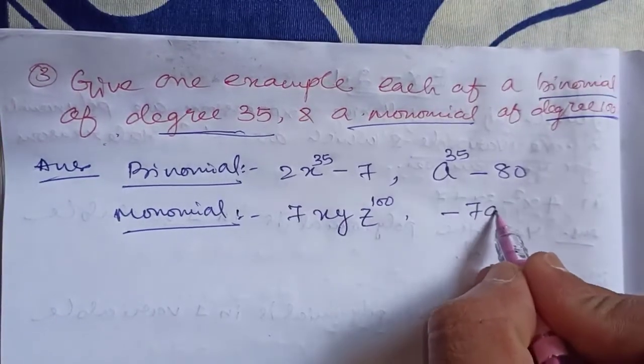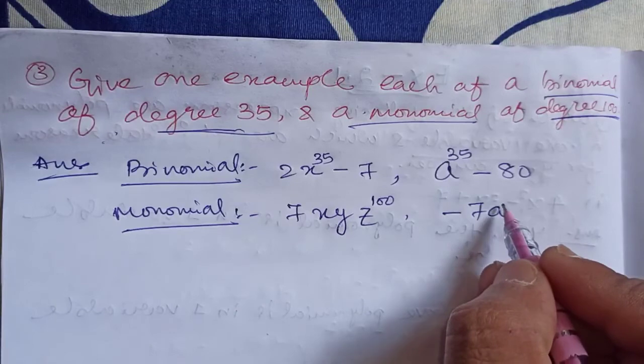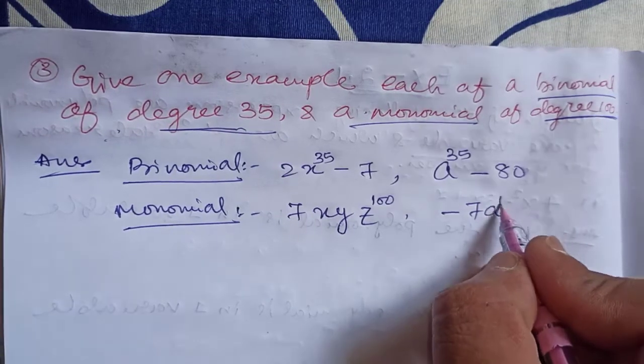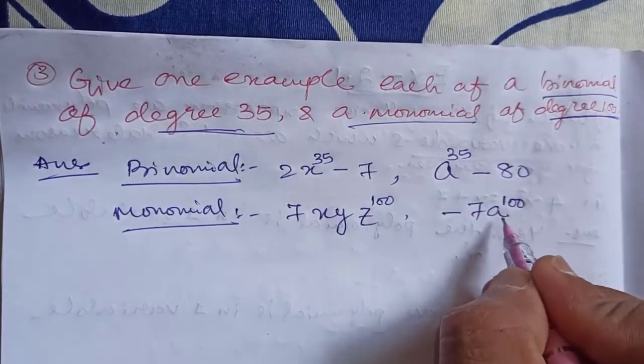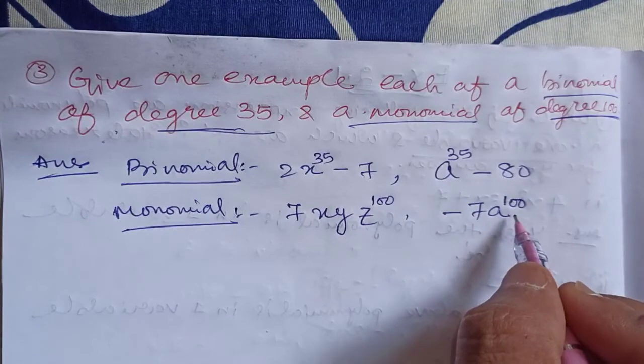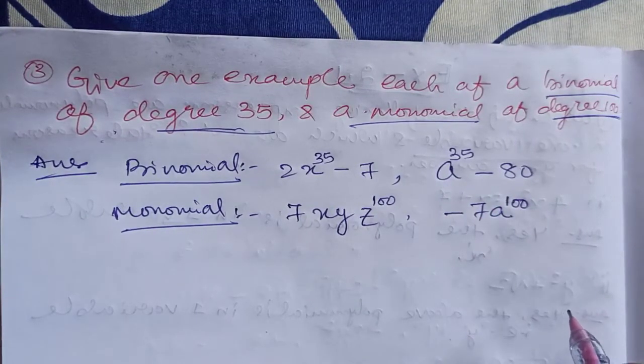Minus 7a, suppose I will write. So what is the degree? Degree is 1 here. But what should we write? The degree of a should be 100. So minus 7a to the power 100 is a monomial expression with degree 100. Getting? In this way you can write 2, 3, 4. However many examples are asked, that many you can write.